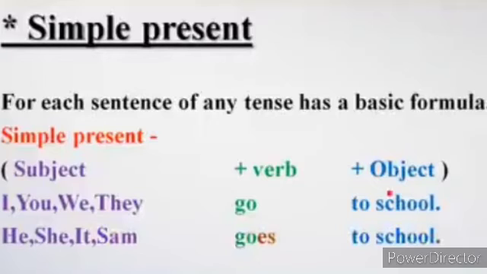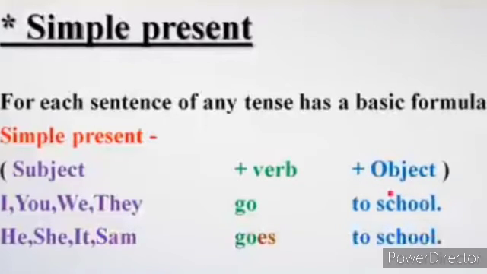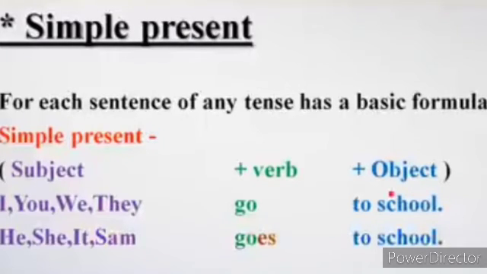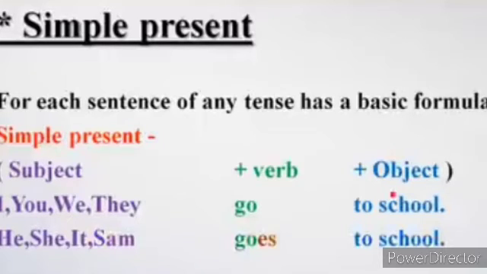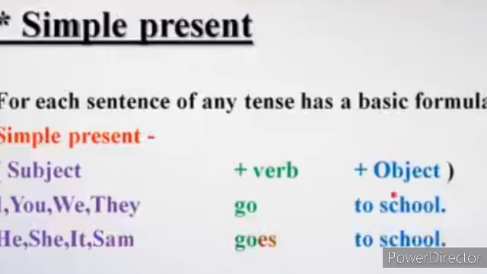But when you use he, she, it, Sam, so what will come? Which verb will come? Goes, G-O-E-S, goes. ES will be added to the verb. He goes to school, she goes to school, it goes to school, Sam goes to school.